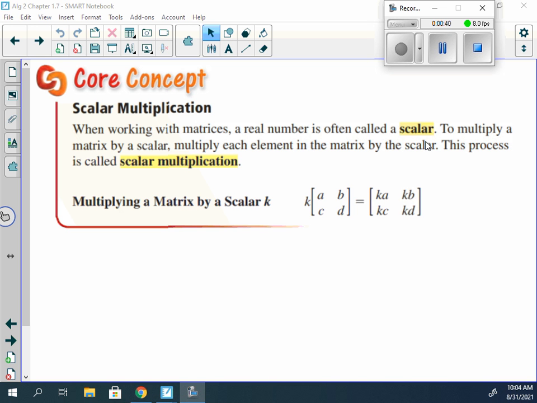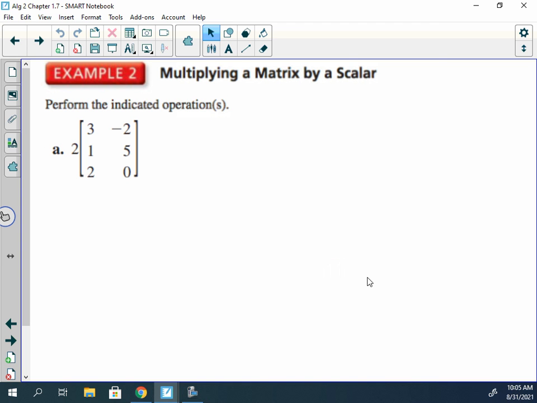We'll dilate something, make it bigger or smaller. So when we talk about multiplying by a scalar, we're multiplying by a real number. We don't normally multiply by a variable, but it is possible. When working with matrices, a real number is often called a scalar. To multiply a matrix by a scalar, we multiply each element in the matrix by the scalar. This process is called scalar multiplication. Well, let's just actually look at it. That was a whole bunch of words, and there should have been a few more periods in there.